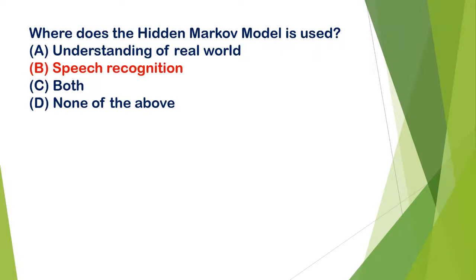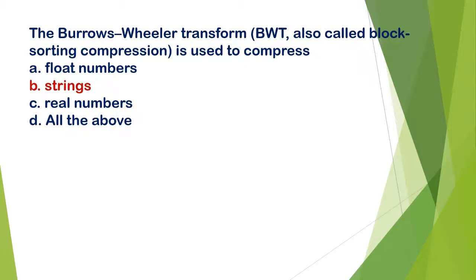Markov. Where is the hidden Markov model used? A. Understanding of real world, B. Speech recognition, C. Both, D. None of the above. And the correct option is B. Speech recognition.